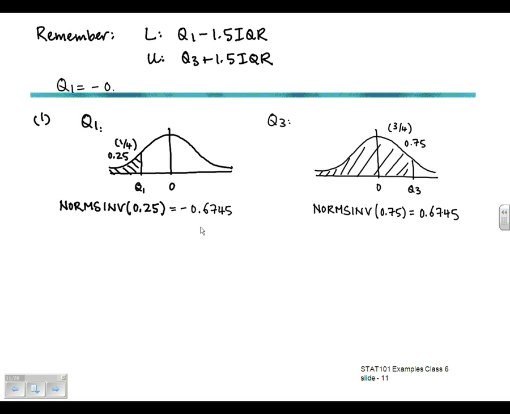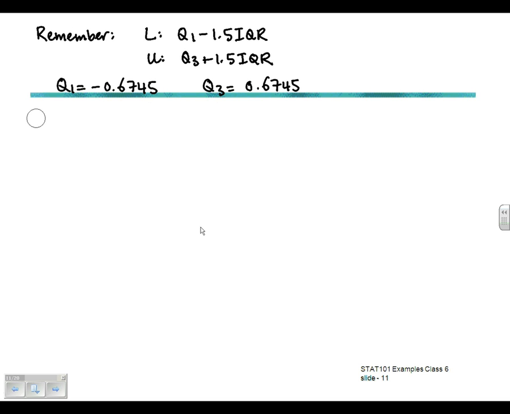Now we have our upper and lower quartiles, and we can calculate the interquartile range. The interquartile range is calculated by subtracting the lower quartile from the upper quartile. So quartile 3 minus quartile 1: 0.6745 minus negative 0.6745, and that comes out at 1.349. So the interquartile range is 1.349.